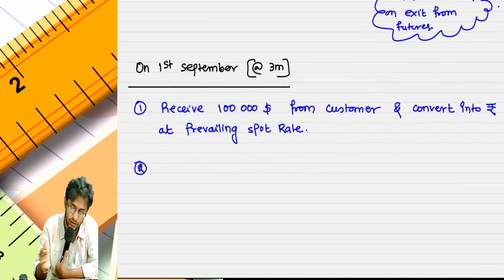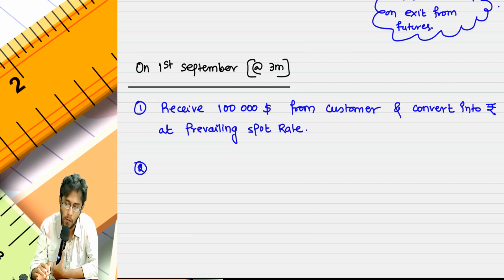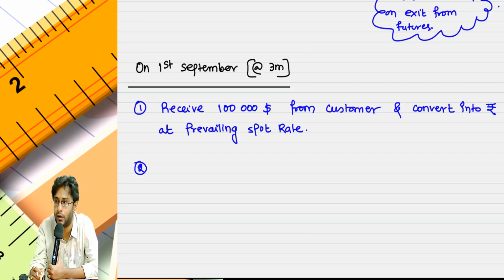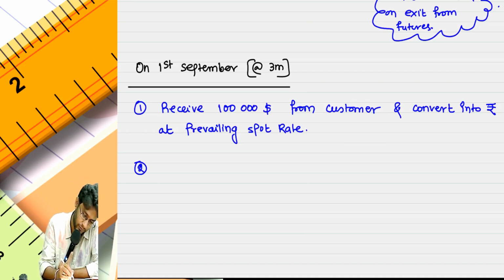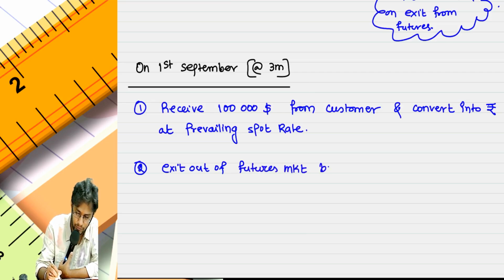Second point, what else you have to do on 1st September? You took futures contract which is expiring at the end of September, but on 1st September the risk is completed. So what you have to do? Exit. So exit out of futures market on 1st September.